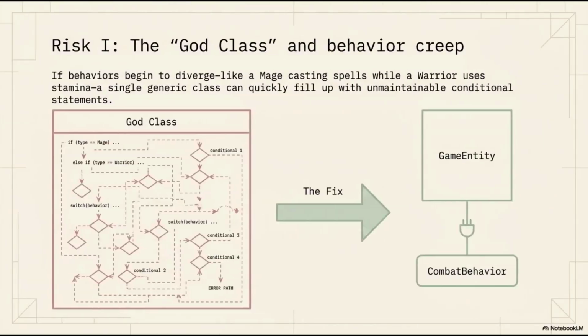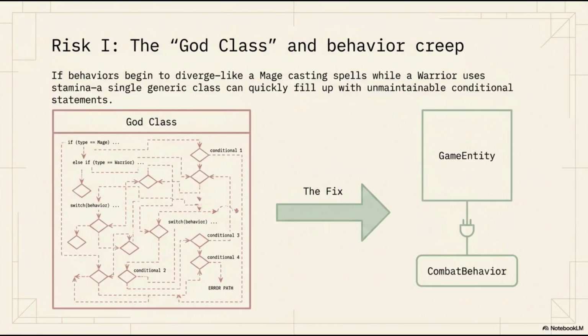The first significant risk we encounter is the phenomenon of the God class and the related issue of behavior creep. As behaviors within a system begin to diverge, for instance, a mage casting unique spells while a warrior utilizes stamina for distinct abilities, a single generic class designed to encompass all these functionalities quickly becomes overwhelmed. This leads to an explosion of unmaintainable conditional statements, as depicted in the flowchart on the left.